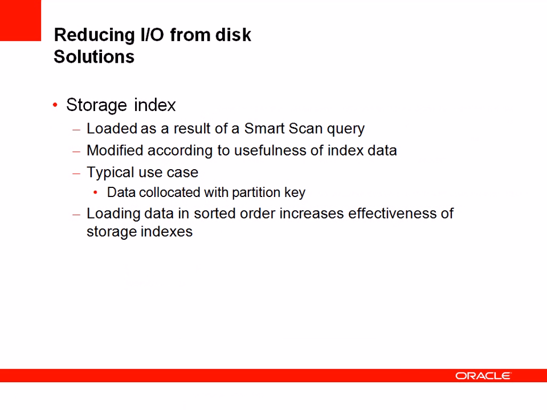There are some heuristic calculations built into the software. We don't keep values for all the columns, but we do track how often those columns are being used in the SmartScan to eliminate I/O. So slowly, as more SmartScans go against the data, we'll drop the columns where there's a very broad range of values and they're not really helping to eliminate I/O. We'll end up with the columns which contribute the most to the performance improvement that you get with storage indexes. And as I mentioned, loading data in sorted order can increase the effectiveness of those storage indexes.